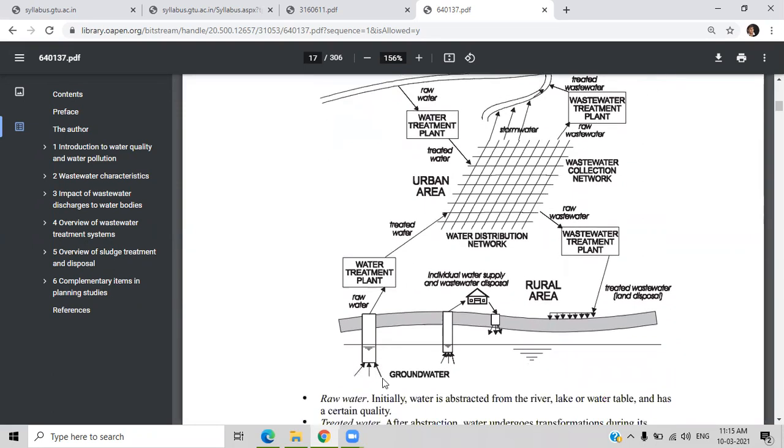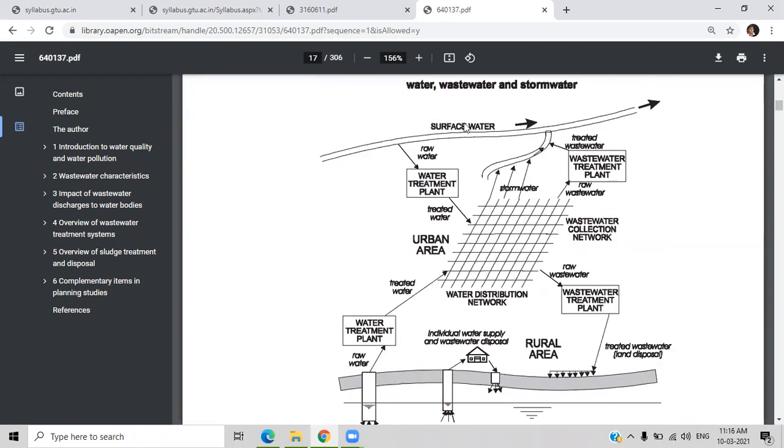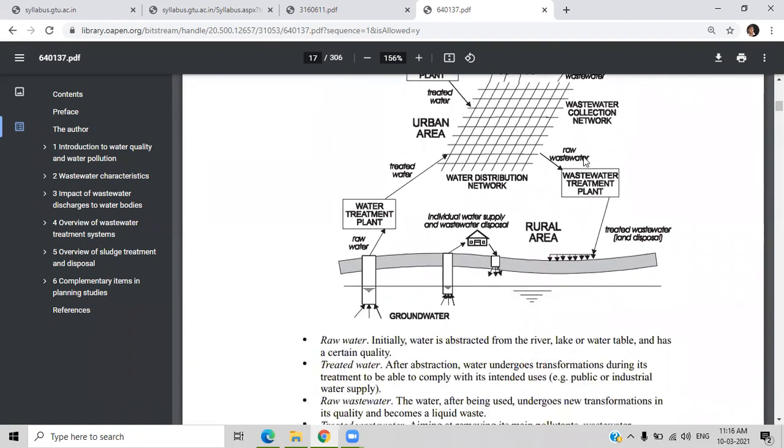Okay, so the groundwater is the raw water, then the water treatment plant, rural areas, and the wastewater is collected in the urban area in the water distribution network, and the treatment processes are going to take place further. And after that, the treated wastewater runs off into the surface water systems.